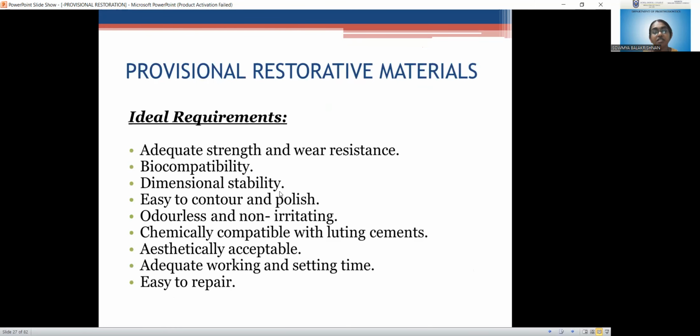So what are the ideal requirements for provisional restorative materials? It should have adequate strength, wear resistance and biocompatibility. It should be dimensionally stable, easy to polish and recontour, and odorless and non-irritating. It should be chemically compatible with the luting cements and aesthetically acceptable. It should have adequate working and setting time and be easy to repair.